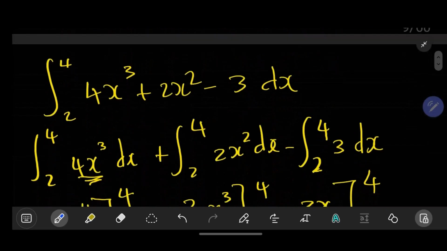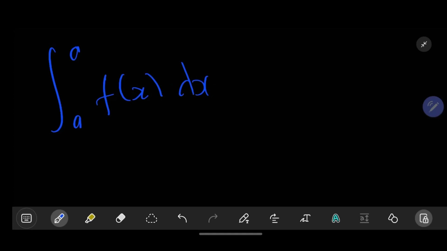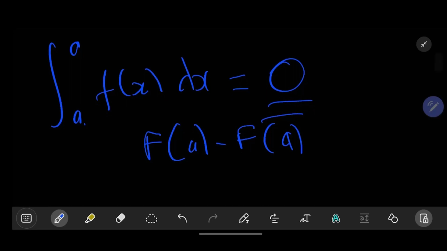Just one hint from me is if you are given a problem where you need to find the integral from a to a of f of x dx, always remember that this will always be 0, because you're going to evaluate f of a minus f of a basically. Okay, so if the two limits are the same, just know that your answer is going to be 0. Even if it's a very complicated problem, you're going to get to the point where your answer is 0.